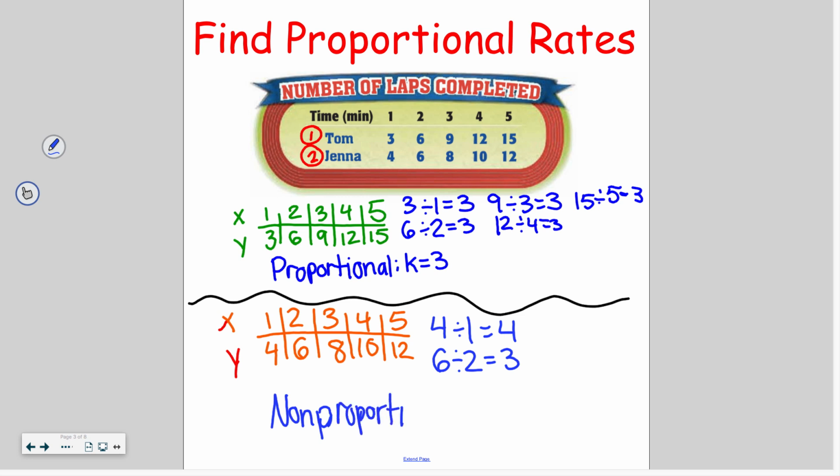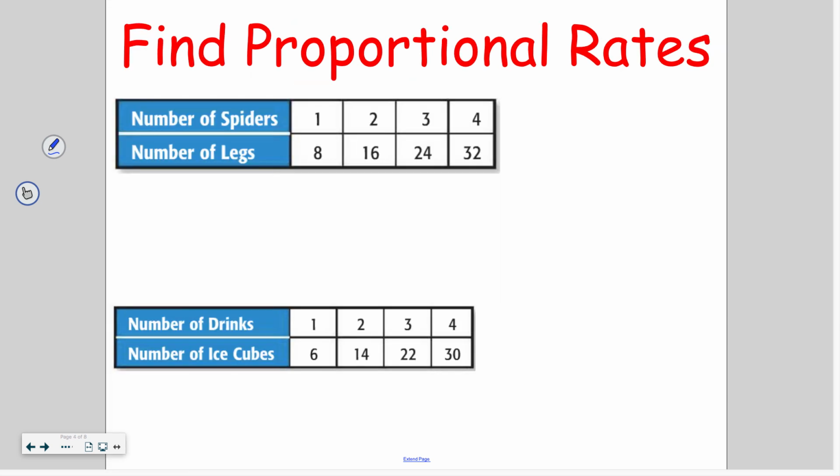And you would want to explain there is no constant, because 4 and 3 are not the same number. So it's non-proportional because there is no constant between x and y. So looking at these two tables, I want you to take a minute and try those on your own.